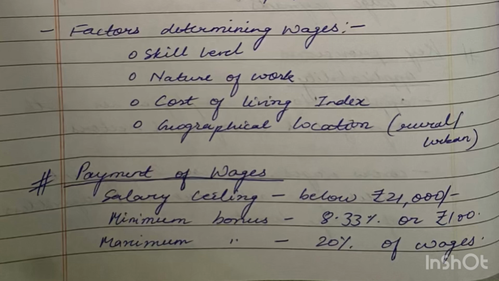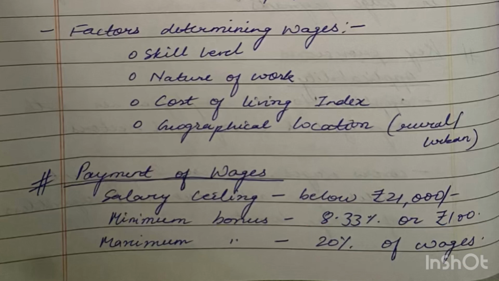Now let's see payment of bonus. The salary ceiling will be below 21,000. All employees will be covered, and the minimum bonus is 8.33% or rupees 100, and the maximum bonus will remain 20%. As you can see, these three points are very similar to the Payment of Bonus Act 1965, if you have studied it.